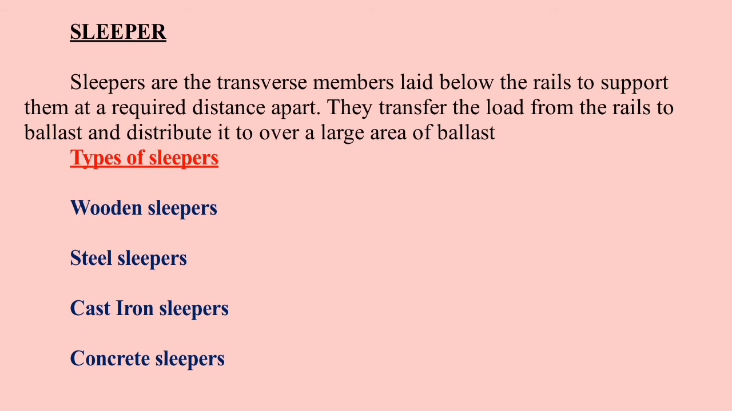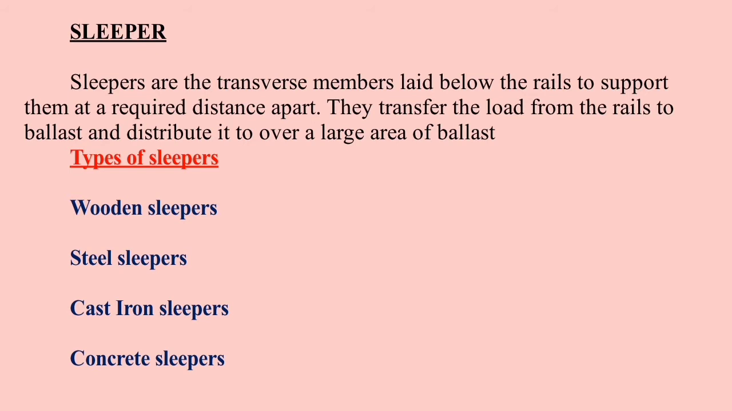Now the third one, cast iron sleepers. Cast iron sleepers are extensively used in India. They have good scrap value as the broken parts can be melted and remolded. The main disadvantage of cast iron sleepers is that they are liable to crack and break. The different types of cast iron sleepers are pot sleepers, plate sleepers, box sleepers, CST9 sleepers, and duplex sleepers.